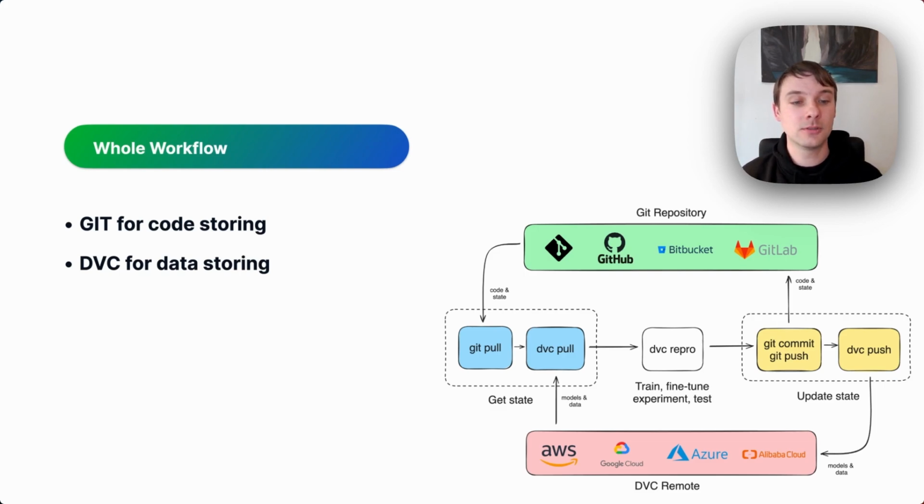Afterwards, we perform this command, which trains, fine-tunes, experiments, and tests. And once we're done, we commit our code back to the repo, and then we also push the data back into the DVC storage. Now, this is how DVC works. So let's now use DVC in our own project.